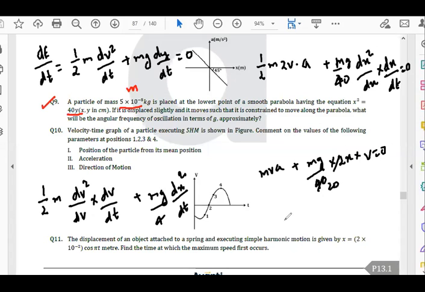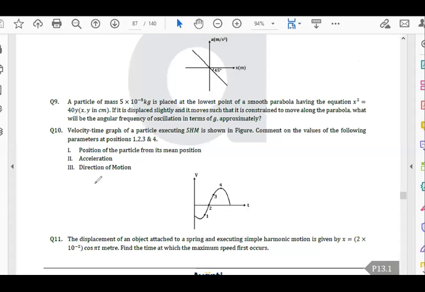So 2 by 40 is 20. So can I say ma is equal to minus mgx by 20? Yes or no? Or a is equal to minus gx by 20? Tell me everyone, yes or no? Right? So this is omega square x. So can I say omega square is equal to g by 20? So this was your energy method. I hope all of you understood this. This is the energy method to find time period. Clear everyone? Take your time. Try to understand this concept.